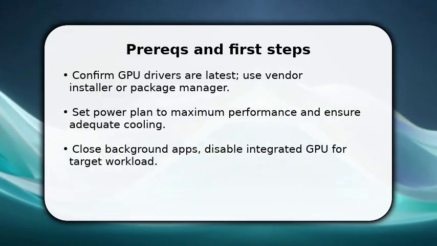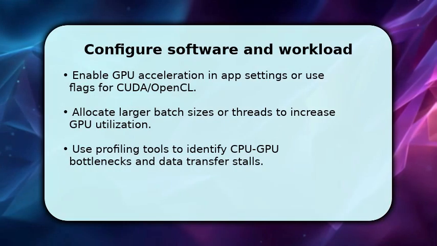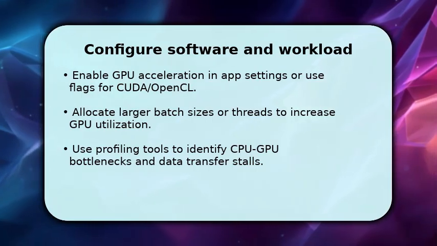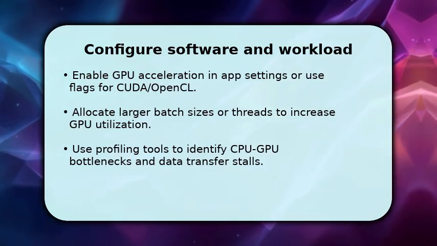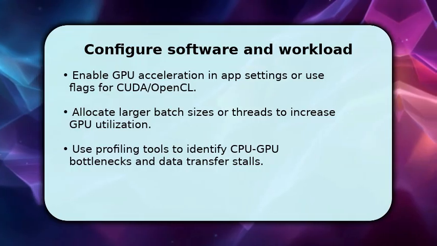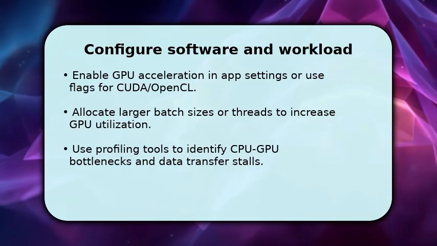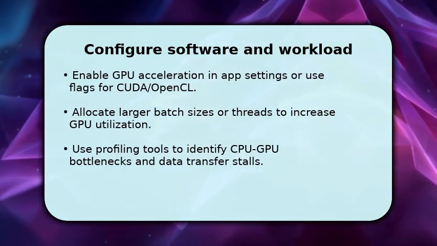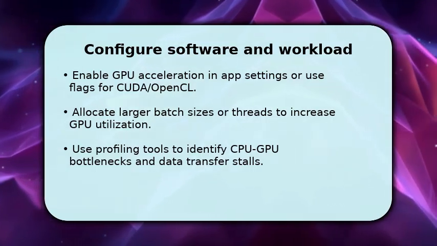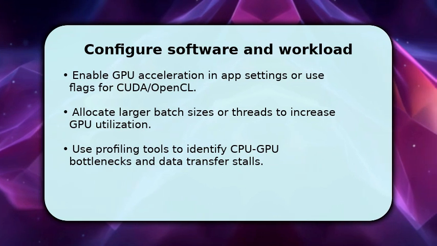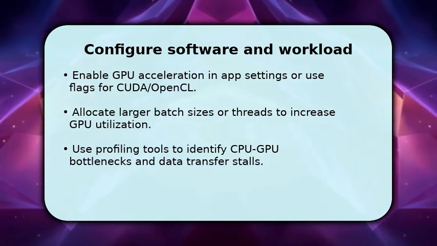Now you can push resource allocation and scheduling deliberately. Next, you configure the software to target the GPU. Enable GPU acceleration in application preferences or set runtime flags for CUDA or OpenCL. Then, increase work granularity, bigger batch sizes, more parallel threads, or larger render settings to feed the GPU consistently. At the same time, profile execution with tools so you can see if the CPU, PCIe transfers, or memory copies starve the GPU. Once you identify bottlenecks, reorder tasks, overlap transfers with compute, and finally, validate sustained utilization.